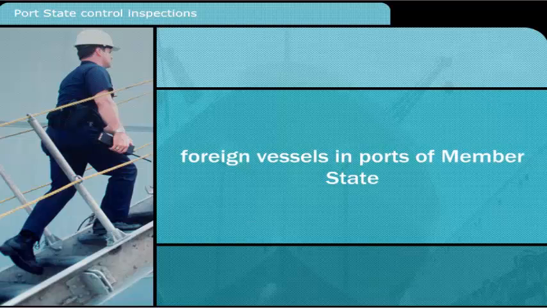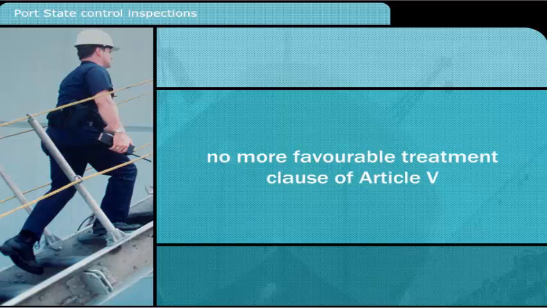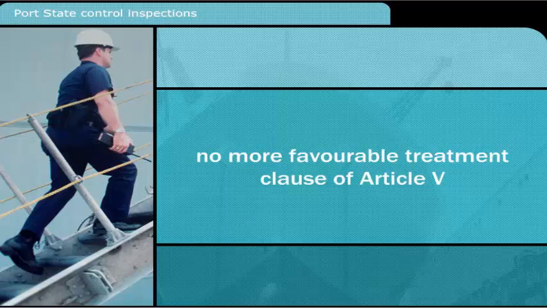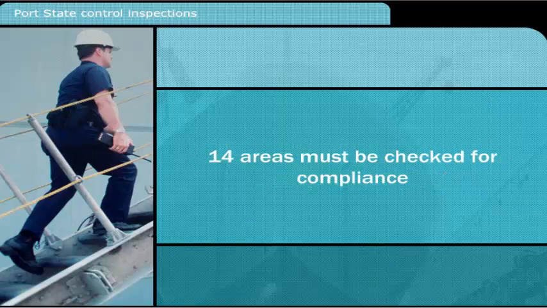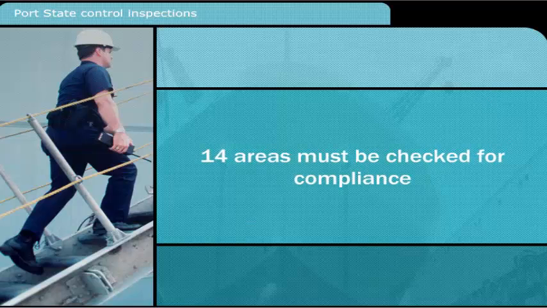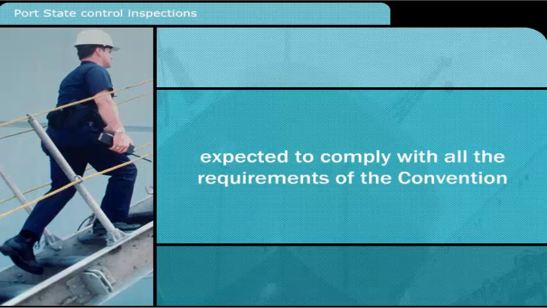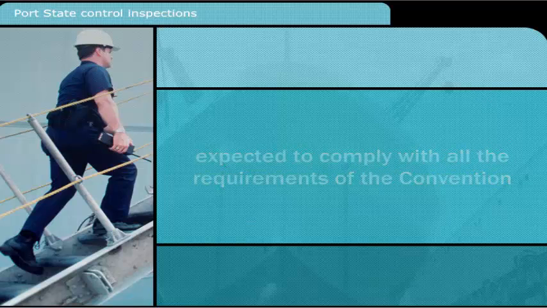Port state control inspections are intended to ensure compliance with the Convention by foreign vessels visiting ports of member states that have ratified the Convention. The inspection requirements are applied to all foreign vessels visiting a port of a member state that has ratified the Convention, whether or not they are registered under a ratifying member state, under the No More Favourable Treatment clause of Article 5. As with flag state inspections, the areas that port state control must check for compliance are listed in the appendices of the Convention.